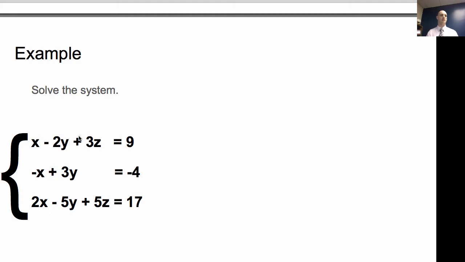Notice we have three variables: x minus 2y plus 3z equals 9, negative x plus 3y equals negative 4, and then 2x minus 5y plus 5z equals 17. I'm going to pick pairs from here, and I'm going to pair up these two first. So I'm going to start out with x minus 2y plus 3z equals 9, and to that I'm going to combine negative x plus 3y, no z term here, equals negative 4.